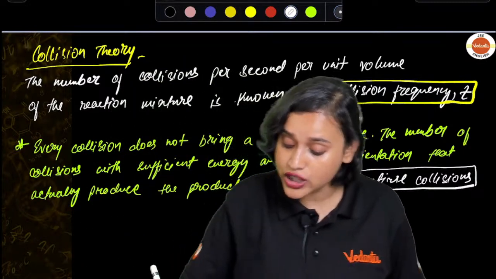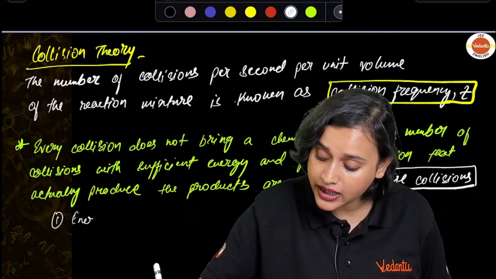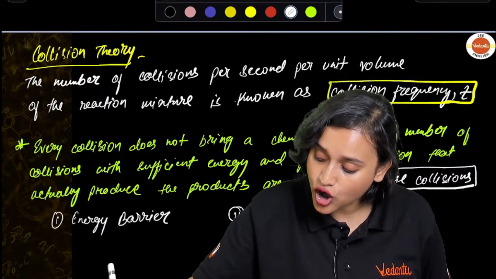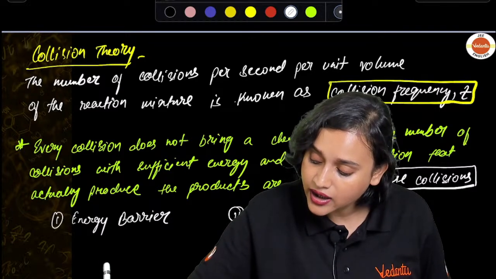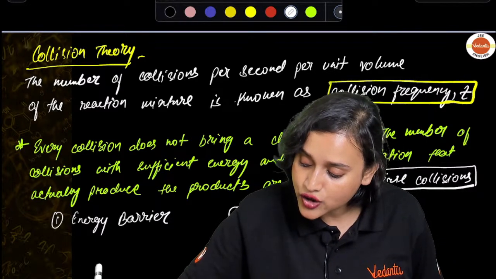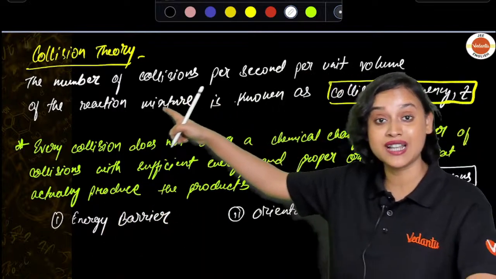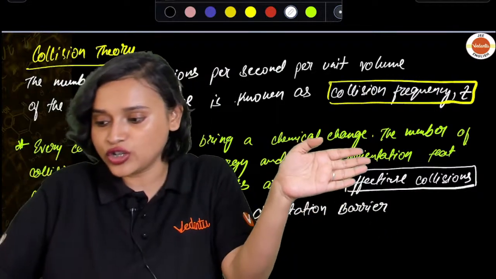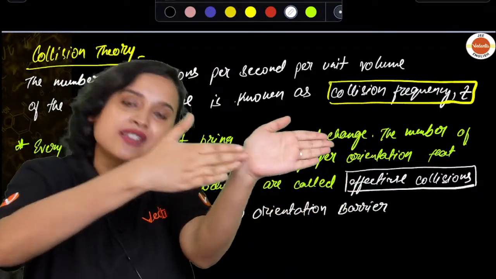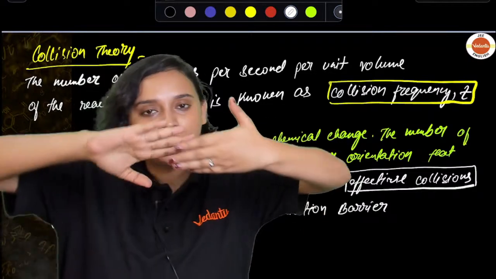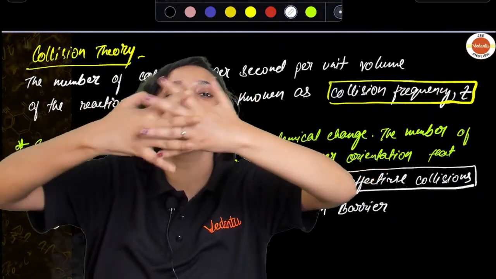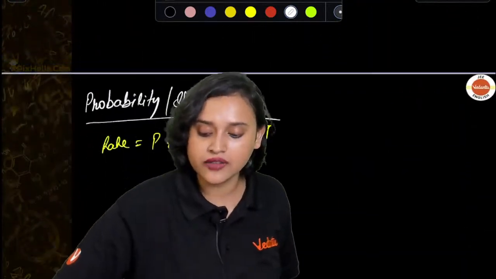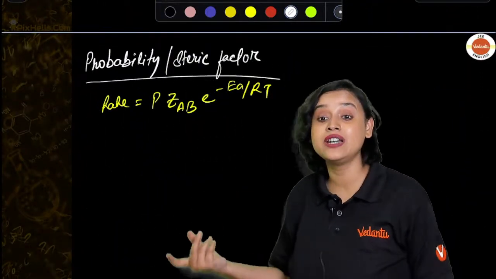And by the way, effective collision also depends on two things: the energy barrier, and the second one is your orientation barrier. The energy barrier, we have just understood, was the activation energy part. See, this way also collision can happen, but this is not proper. When you make the collision happen like this, then maybe bonds are going to form and it will hold on to it.